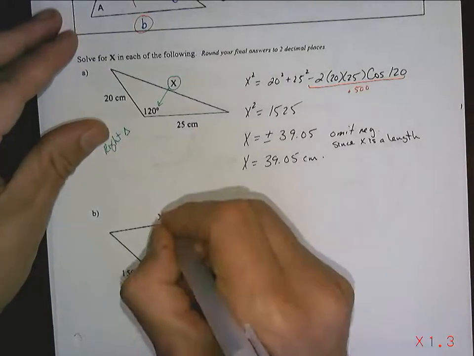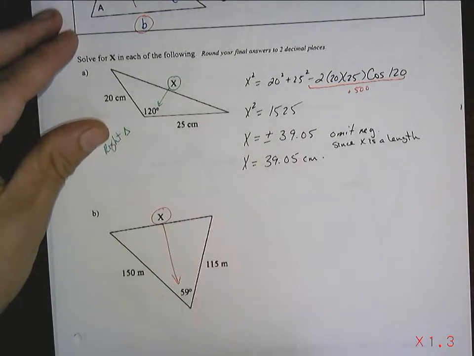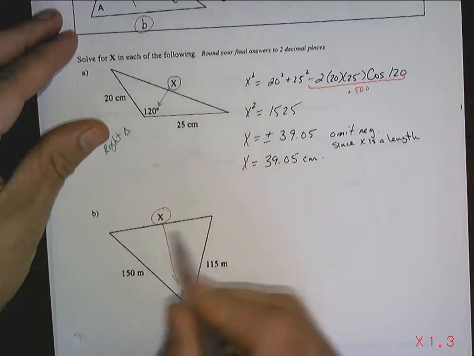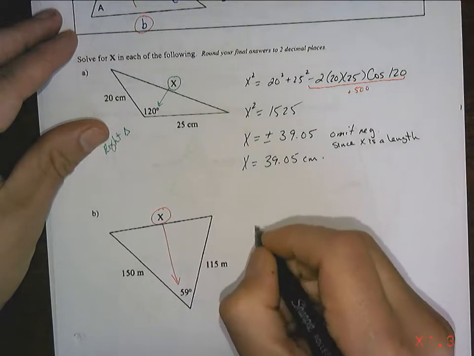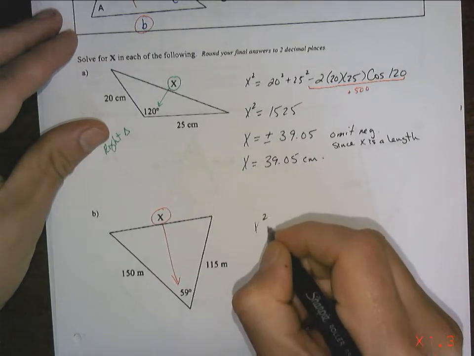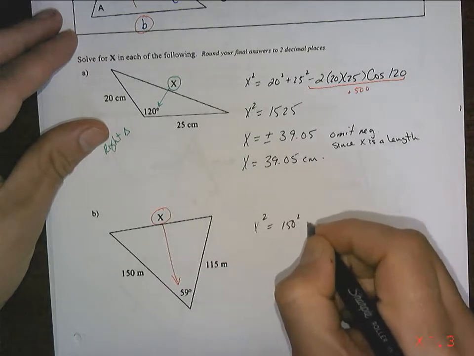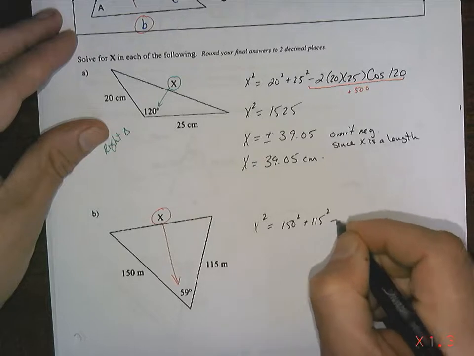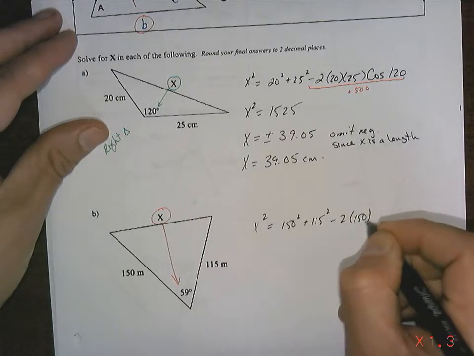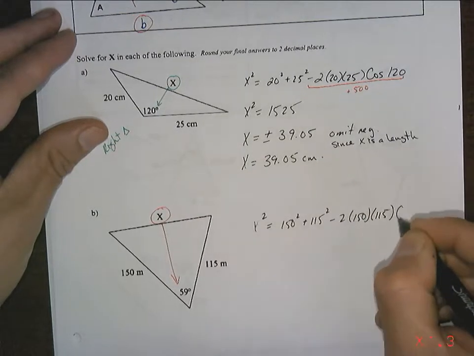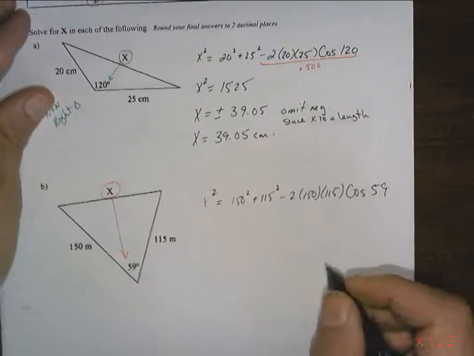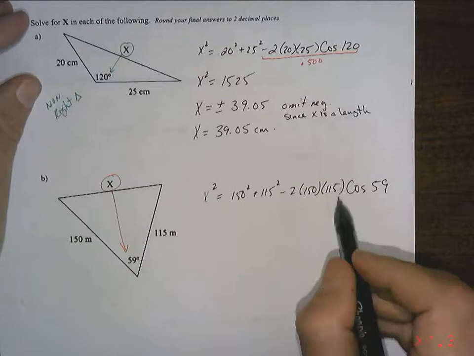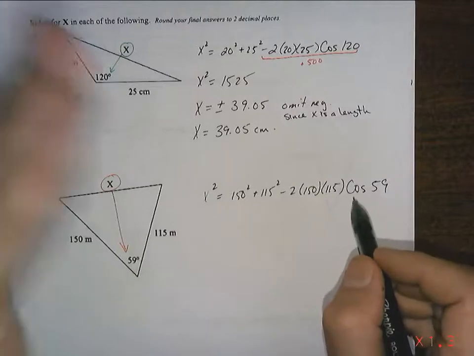I'm going to look. I've got x, I've got a side, and an angle opposite it. I have the other sides, but I don't know their angles that are opposite it, so I can't use the sine law. So jumping in and using cosine law, it's going to be x squared equals 150 squared plus 115 squared minus 2, 150, 115. Cosine, because it's the cosine law, 59. Like every year I get kids doing the cosine law and they put sine here. I do not understand that.